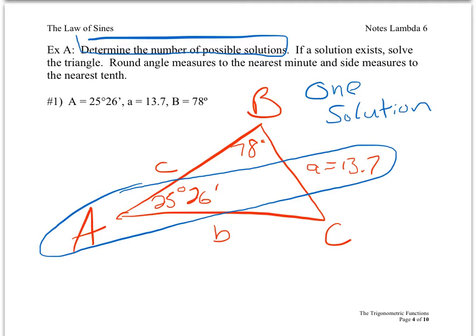So next we are going to figure out one of three things: we could find angle C, side c, or side b. At this point, we couldn't find side c because we don't know the angle opposite of it. We could find angle C right now because if you add up all three angles in a triangle, they are supposed to sum to 180. We could also find side b right now because we could use law of sines. We could say sine of 25 degrees 26 minutes over 13.7 equals sine of 78 over b. Let's find angle C first because that is probably the easiest thing that you are used to doing in the past.